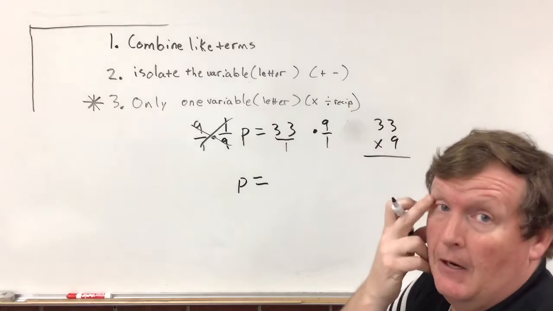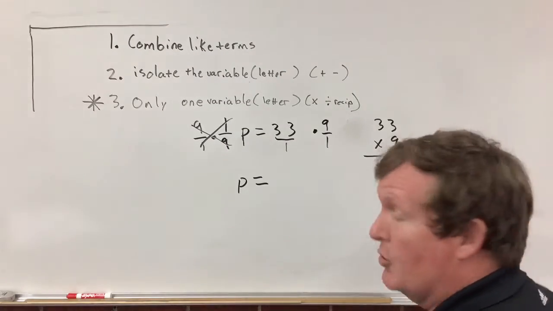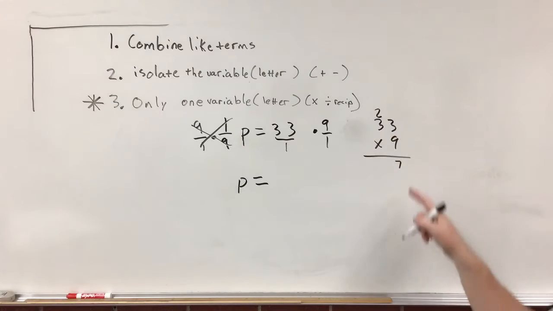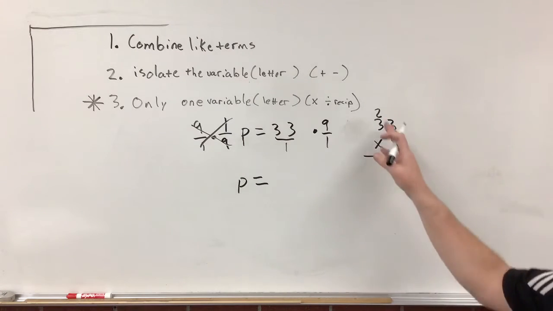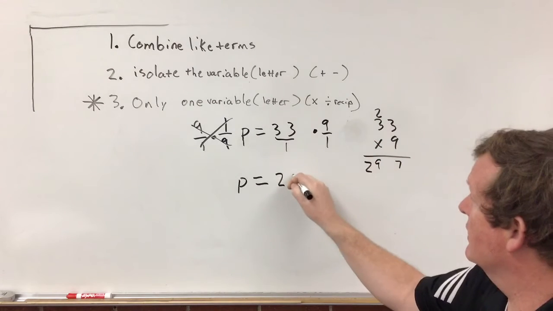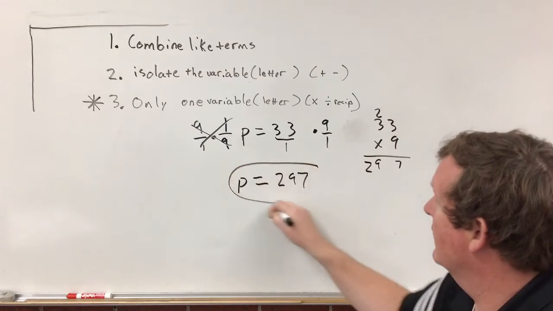I'll do that down here. I hope you can see that on the screen. I hope I didn't go too far to the right there. Get my head out of the way too. 3 times 9 was 27. Carry the 2. 3 times 9 is 27 plus 2 is 29. So in this problem, P equals 297.